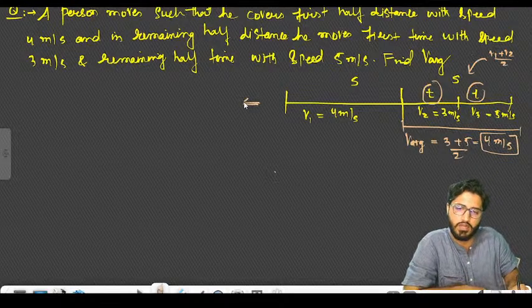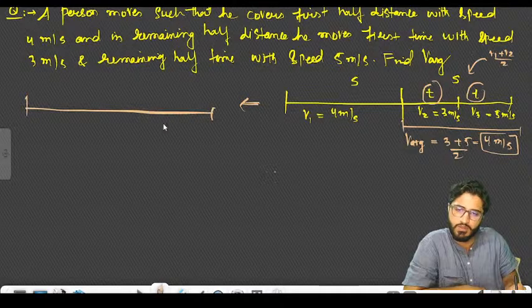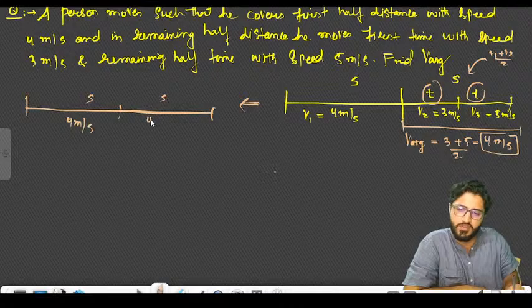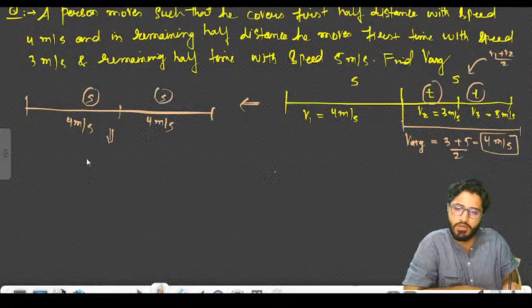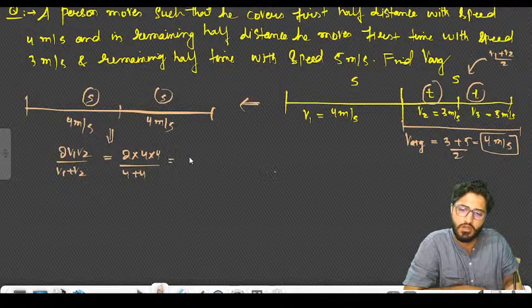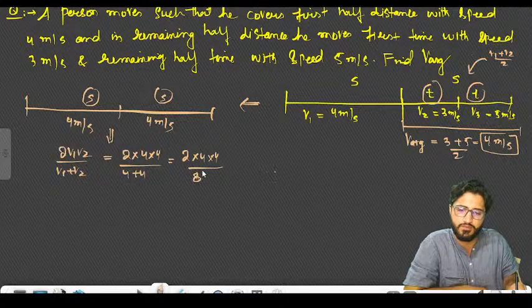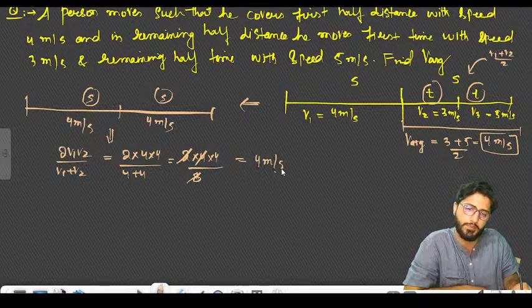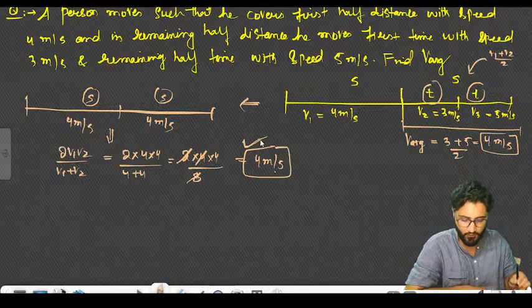Now I can write the whole thing like this. Half distance, half. This one is with 4 meter per second, and this one is with 4 meter per second. Now how to write it? Look, distances are same. Formula is 2 times v1 v2 divided by v1 plus v2. 2, v1 is 4, v2 is 4, divided by 4 plus 4. 2 into 4 is 8. 4 ones are 4, 4 twos are 8, 8 cancels out. So my answer is 4 meter per second.